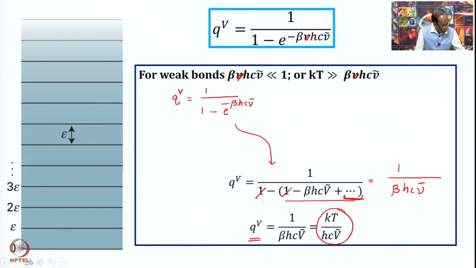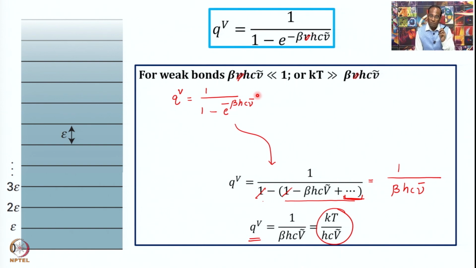I want to highlight two results over here. One is this one, where we wrote Q_V equal to 1 over 1 minus exponential minus beta h c nu bar. This can be used at any temperature. There is no need to worry about whether the temperature is low or high, or the wave number is low or high, nothing to worry about. You can go ahead and use this expression.